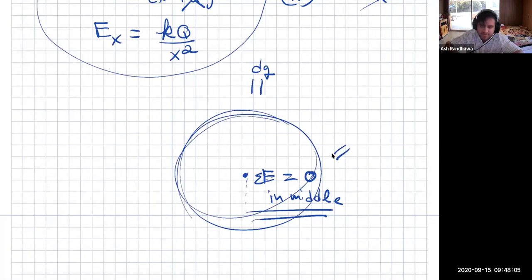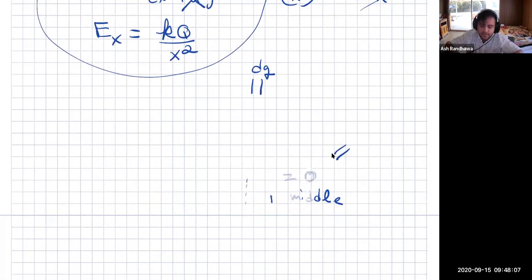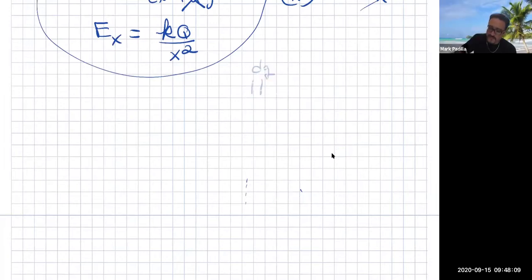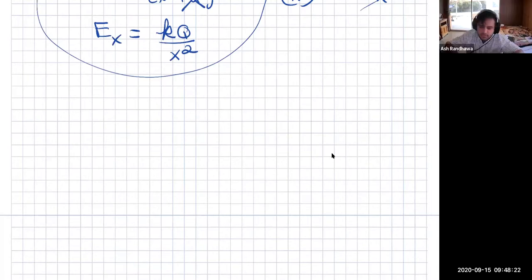And the same thing would happen if the charges were reversed. So it doesn't matter. That's what makes it so nice: if it's positive Q or negative Q, what's the total E field in the middle? It's still going to be 0.